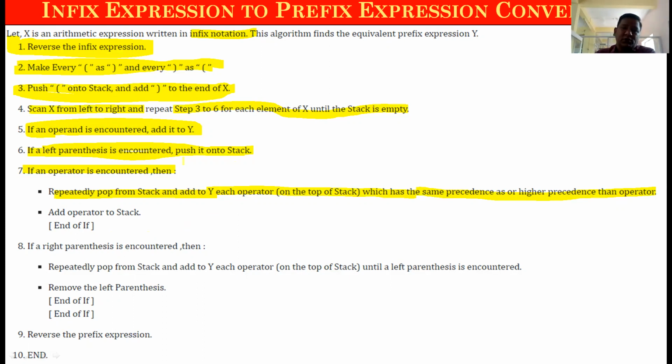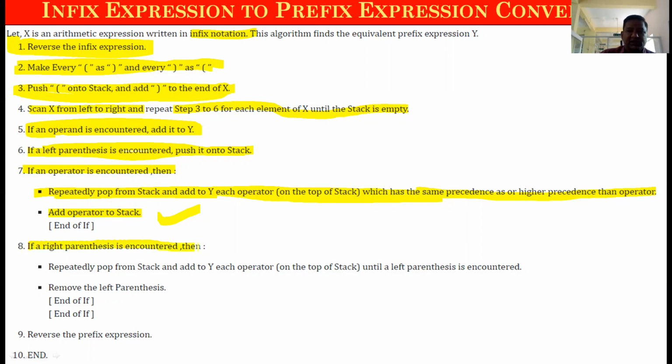Okay, so just understand this. We have already implemented this in the infix to postfix expression conversion. Add an operator to the stack. Which operator will be added? Only the operator which has lower priority than the operator already existing on the top of the stack will be added to the stack.